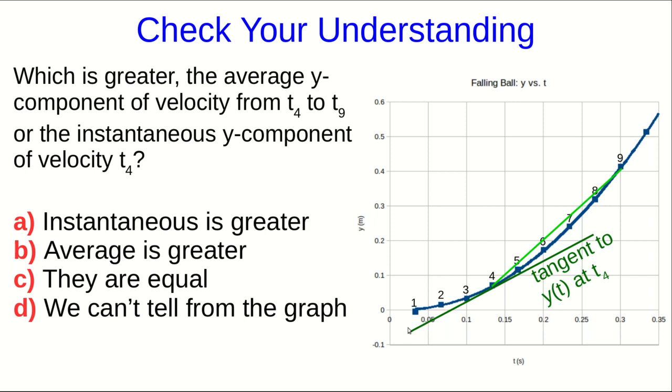On the other hand, this tangent line to y at t4 is what we would interpret as the instantaneous velocity at t4. And we can see that the light green line is steeper than the dark green line, and so the average velocity is larger.